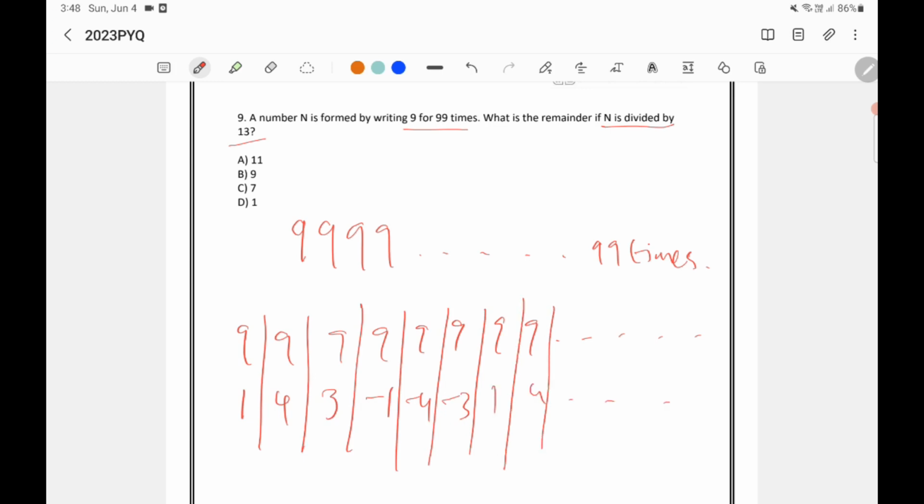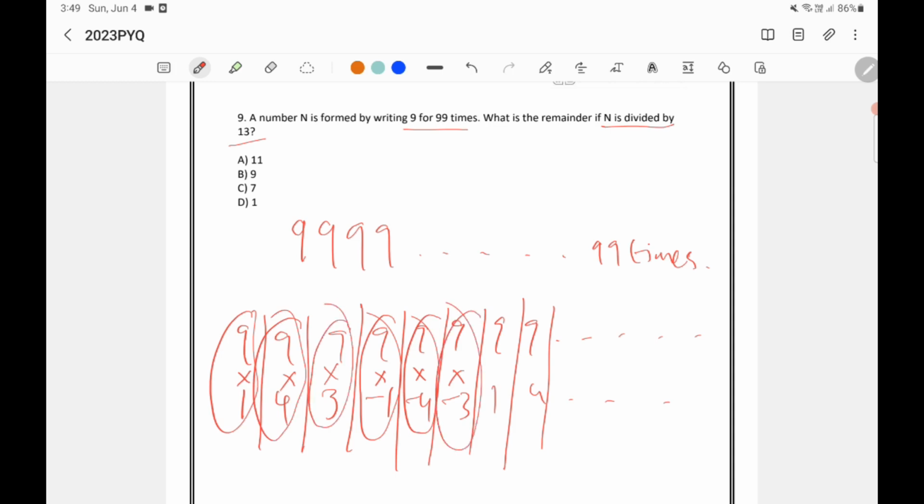Now, how we need to do here: 9 into 1 plus 9 into 4 plus 9 into 3 minus 9 into 1 minus 9 into 4 minus 9 into 3. This is going like that, right? So this and this will get cancelled, because it's plus 9 and this is minus 9. This is plus 36 and this is minus 36, so this will get cancelled. 9 into 3 is 27, 9 into minus 3 is minus 27, again that will get cancelled. So the first 6 digits are getting cancelled in the rule of 13.